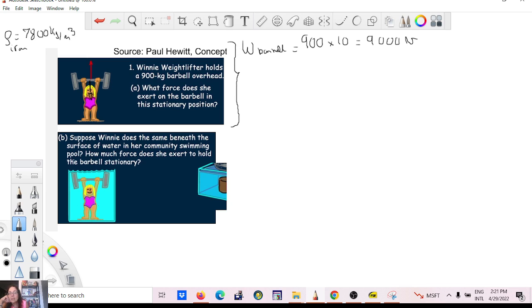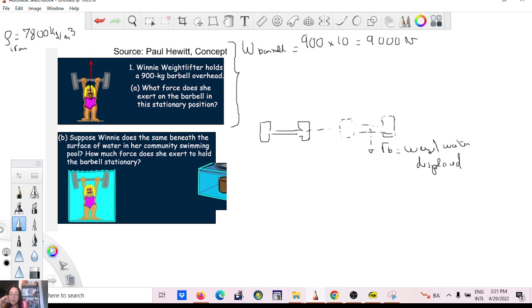Okay, no problem. So now she's underneath the surface. Then the question is how much force she has to apply. Now, if I look at just the barbell, the barbell is displacing water, right? So it displaces its own volume, the same volume in water. So the weight of the water displaced, that's going to be the buoyant force, right? It's the weight of water displaced.